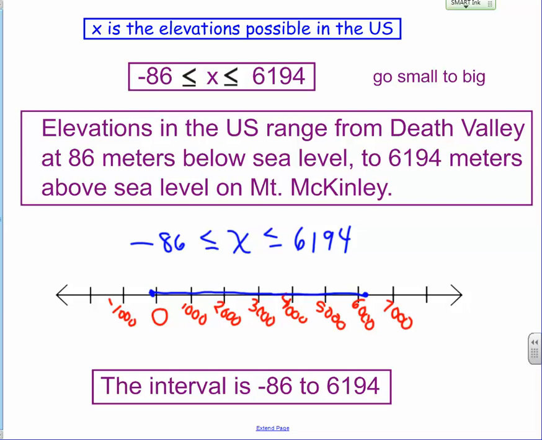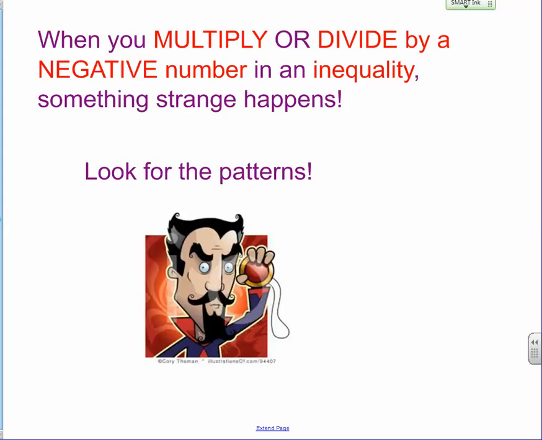And when I graph them, I must have equal intervals, so I get a picture of the vastness of the differences between elevations. So it's okay to estimate where my negative 86 is, and it's okay to estimate where my 6,194 is, because the inequality statement itself tells you what that number is. But notice we counted by thousands here so that we have equal intervals, so that the number line actually gives us an accurate picture of the size of the differences.